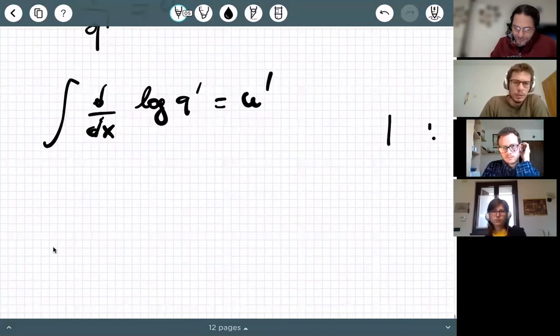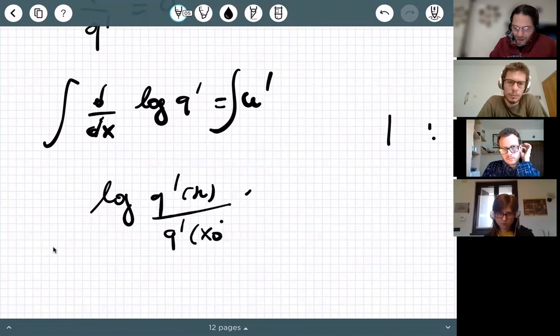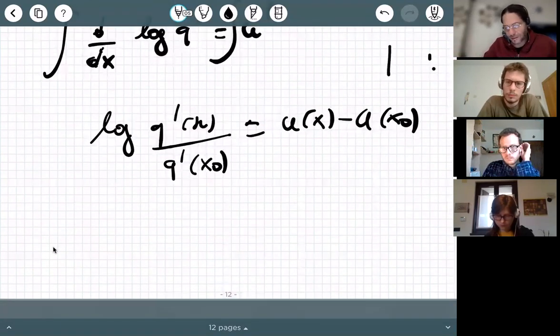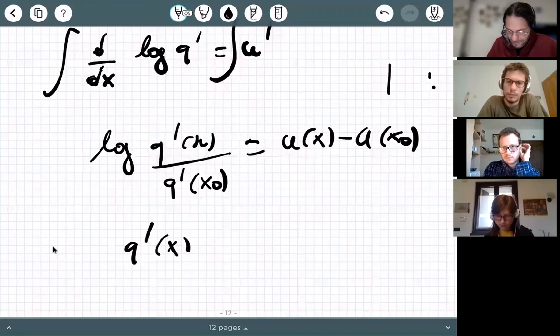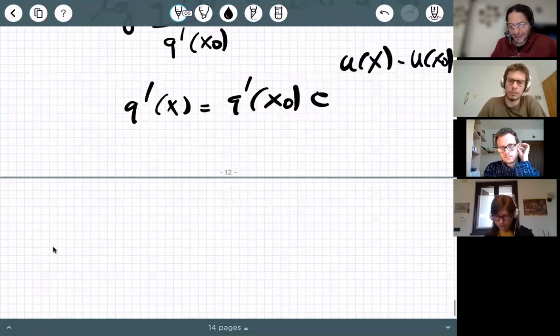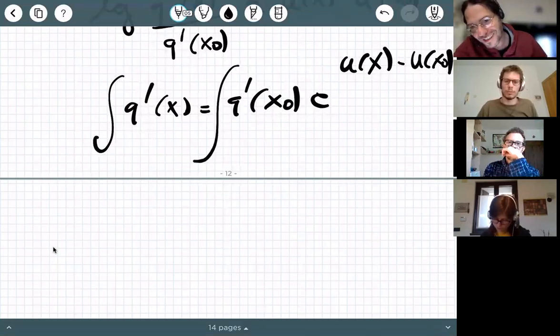So I integrate both terms and I get the logarithm of q' at x divided by q' at x naught is equal to u of x minus u of x naught. And from here, you take the exponent and you get q' at x is equal to q' at x naught e to the u at x minus u at x naught. And then again, you integrate and you get a possible solution for the committor. Okay?